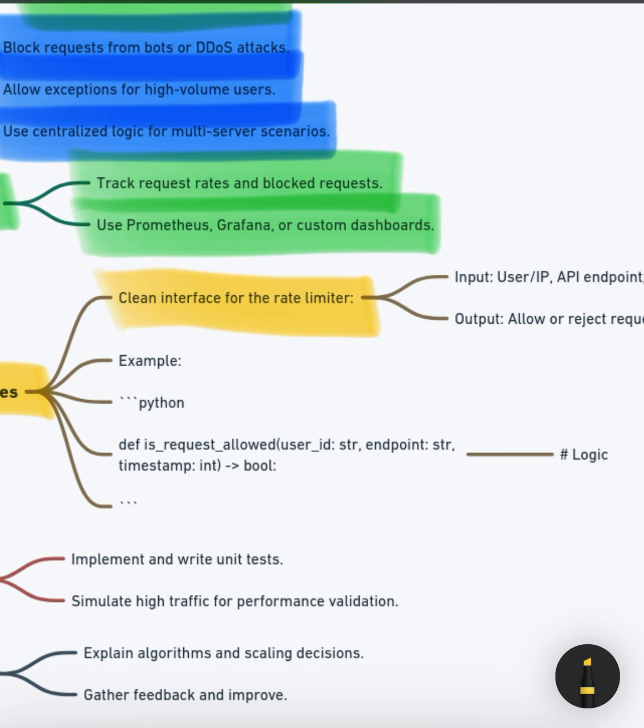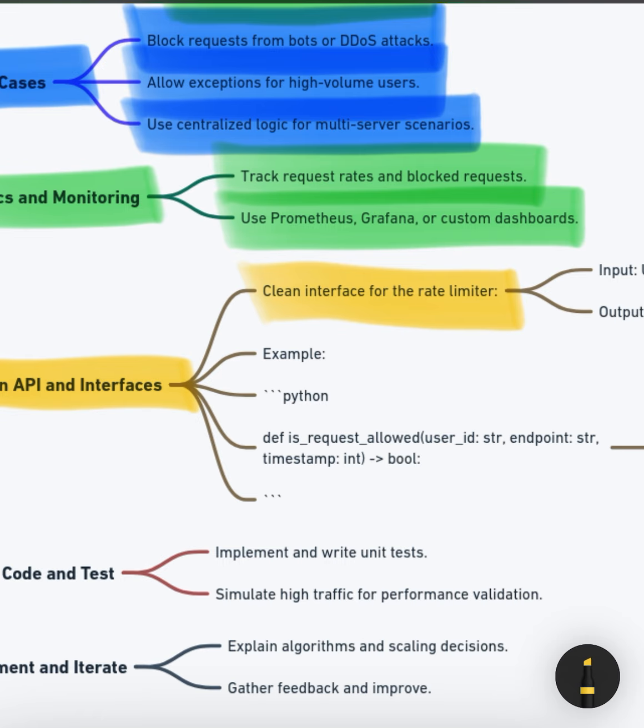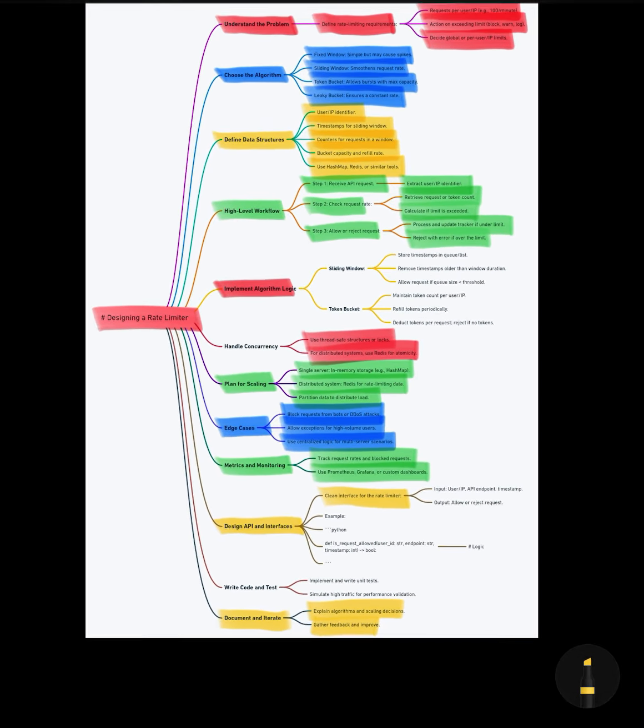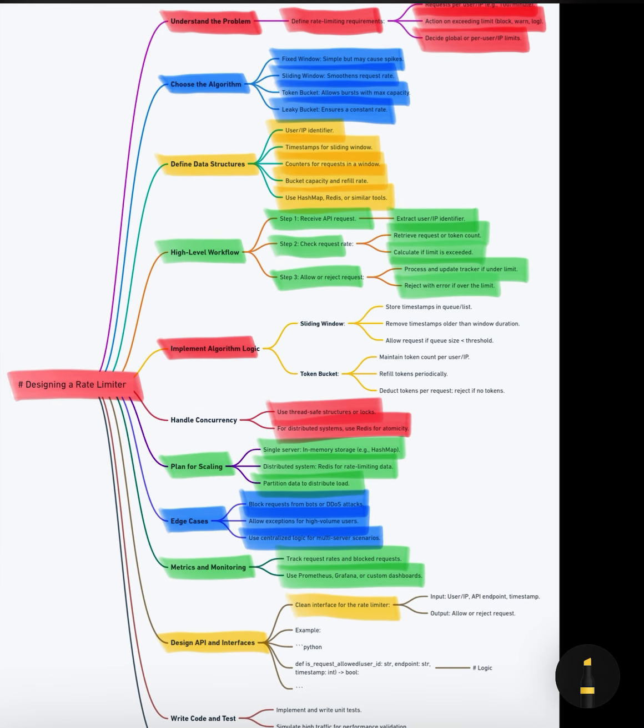Conclusion. A well-designed rate limiter balances simplicity, performance, and scalability while protecting your system. By following these steps, you can create a robust solution that meets your application's needs and ensures fair resource usage.